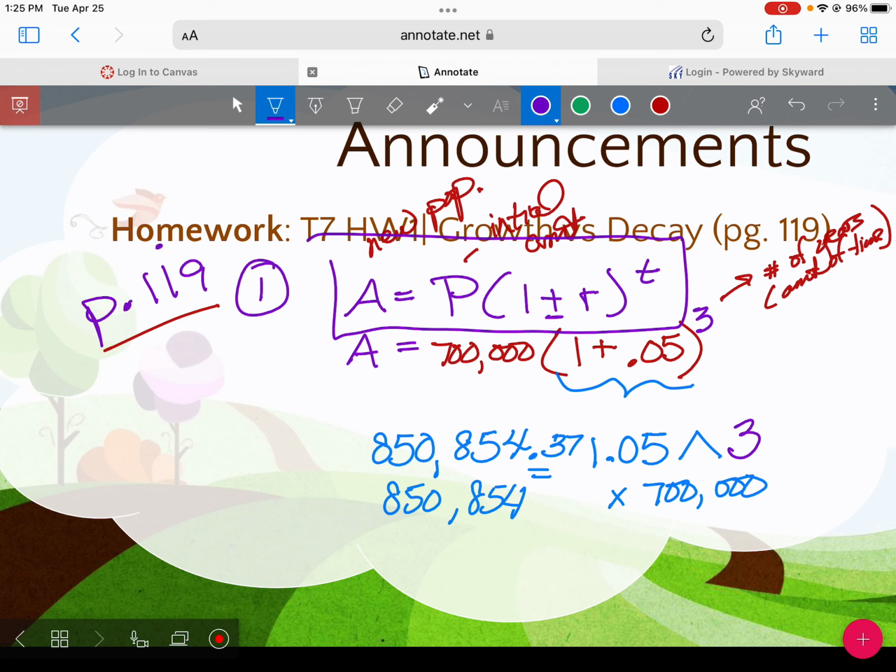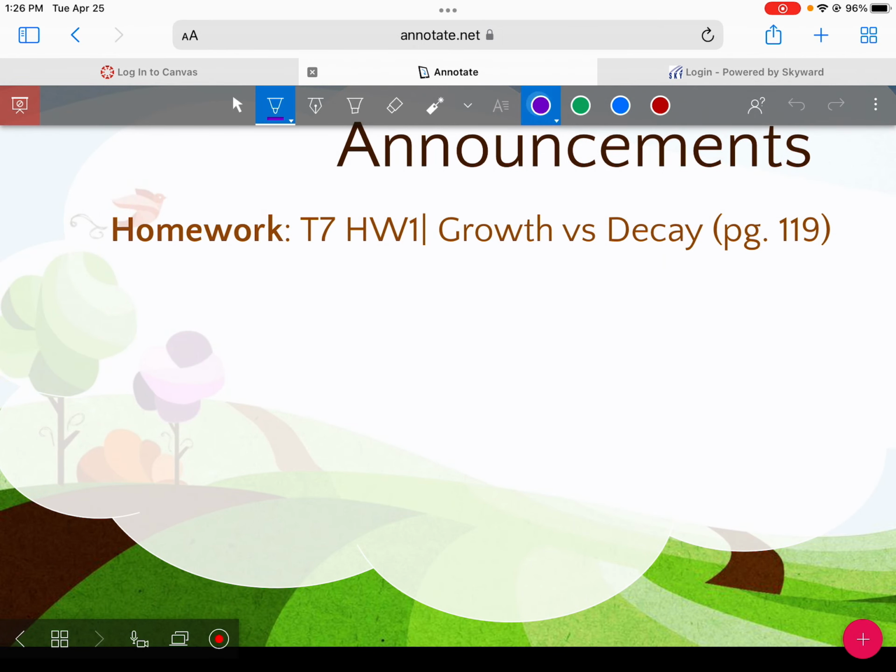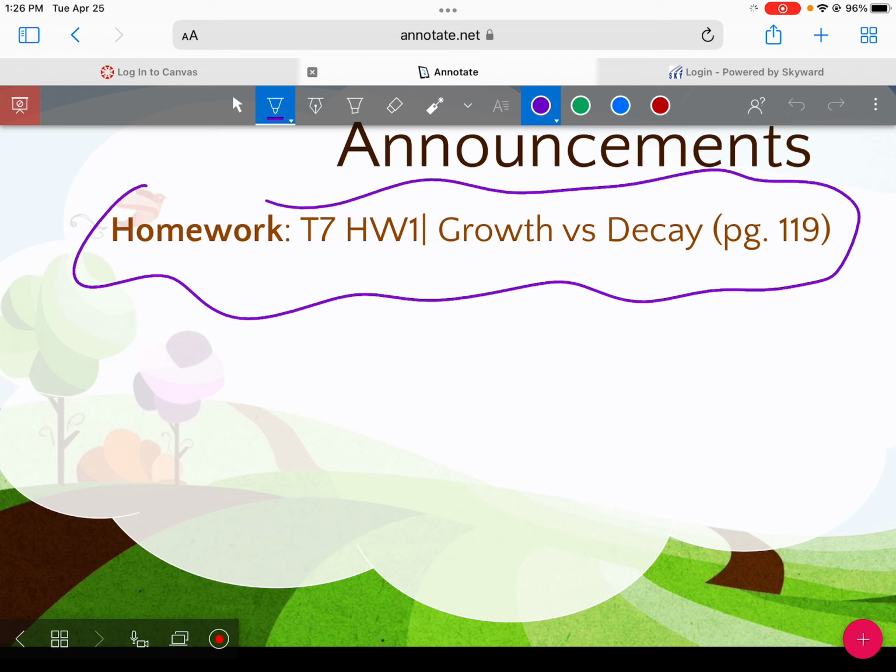So after that, here we've got our homework. Let me clear the ink. On Canvas, we're talking about the first homework for this last chapter. This is topic 7, homework 1, growth versus decay. We actually did kind of the first problem together, and that's part of your homework. So get on Canvas and do that. And there is more, okay?